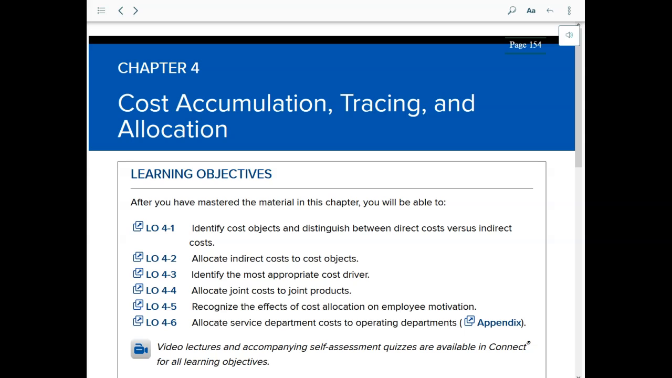Now, to me, the material in this chapter is a little bit more difficult than the previous chapters. We're going to get more into cost allocation between departments in one store and one business, and we're going to talk about allocating cost in the production area. So this is, again, more complicated, so watch my video here and then go back and read the chapter yourself. So let's get started.